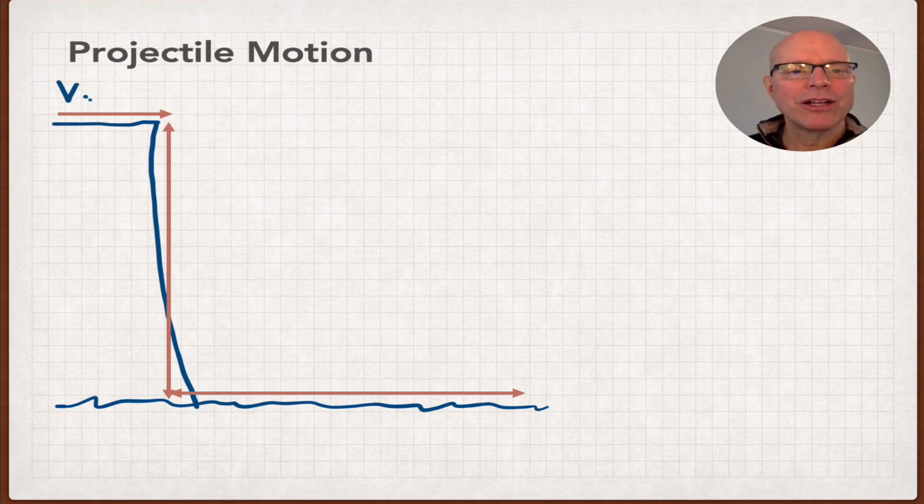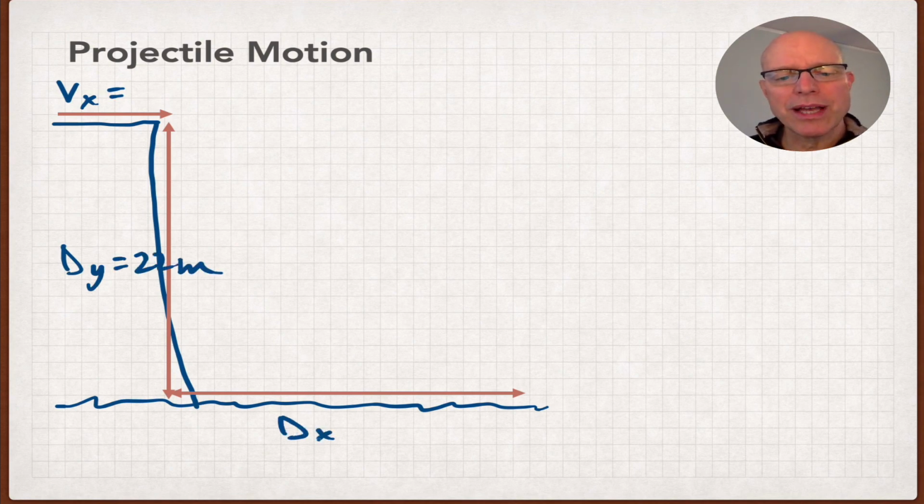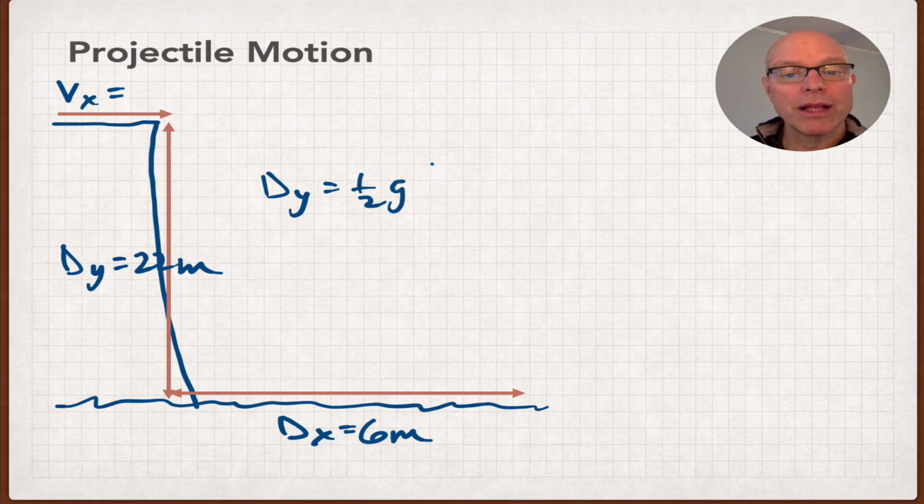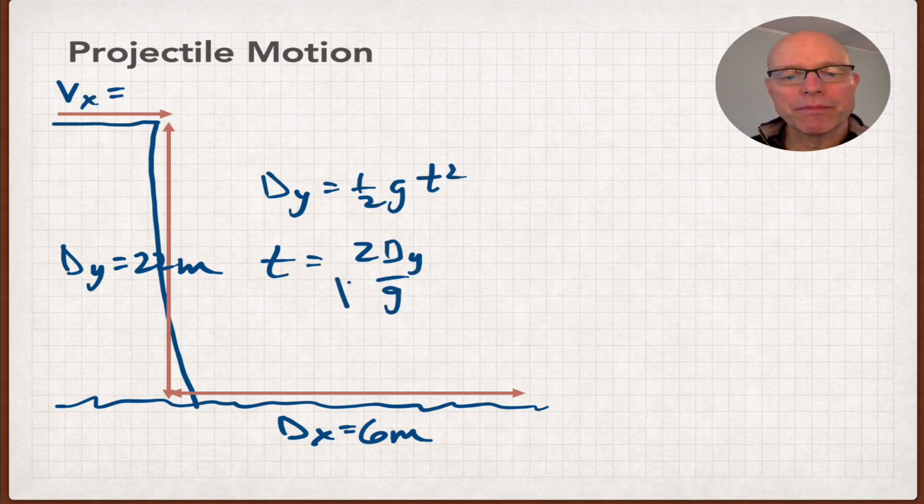So vx is what we're trying to solve for. dy, they give us 22 meters. This one down here, dx equals 6 meters. And we're going to go equation shopping. So the first one that we can use is, again, it's this one right here. We always have the g. In this case, we have the dy, so we can get busy and figure out this t. So t equals square root of 2 dy's over g. So 2 times 22 meters.